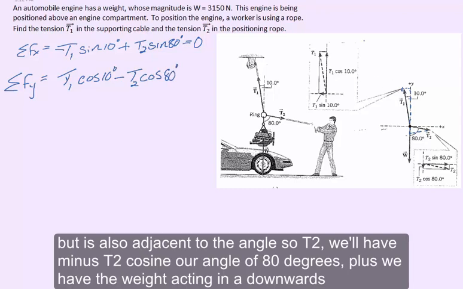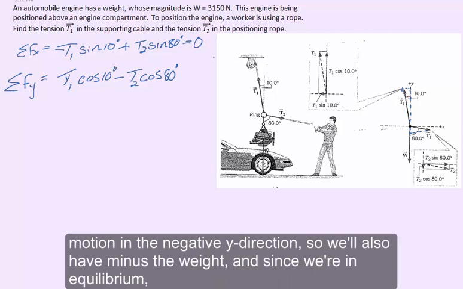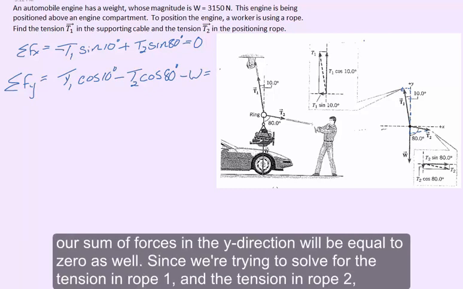Plus we have the weight acting in a downwards motion in the negative y direction, so we'll also have minus the weight. And since we're in equilibrium, our sum of our forces in the y direction will be equal to 0 as well.